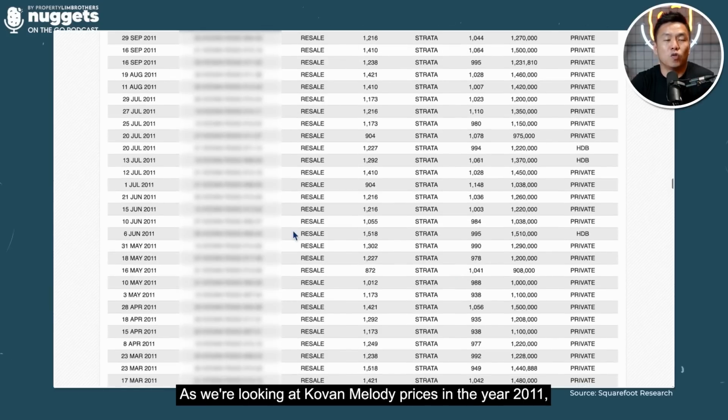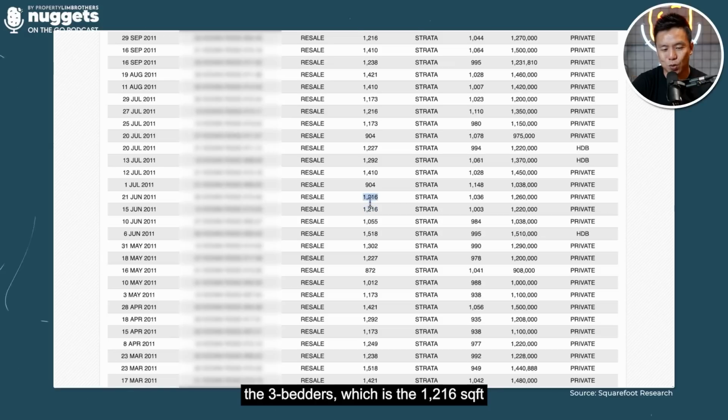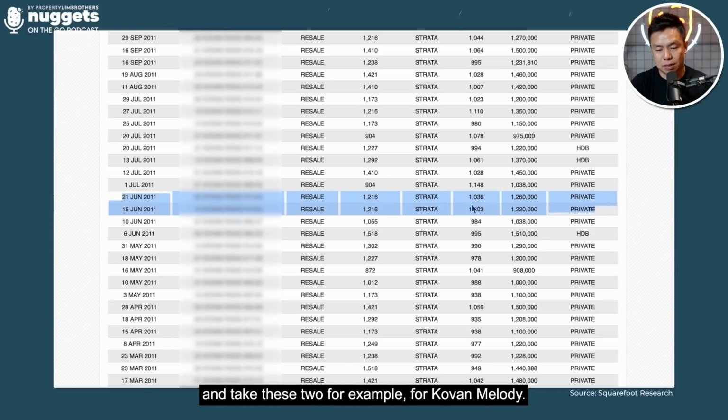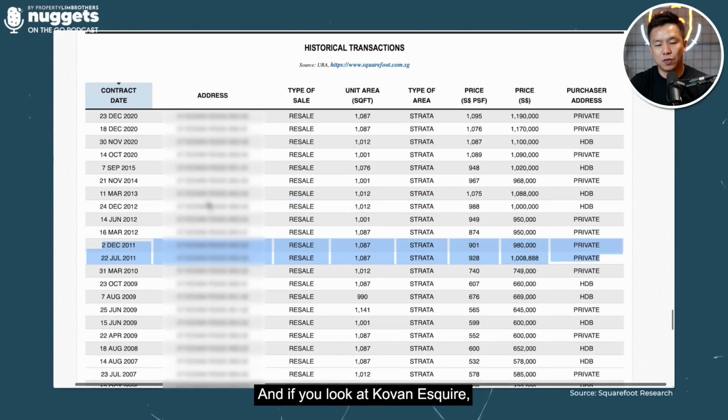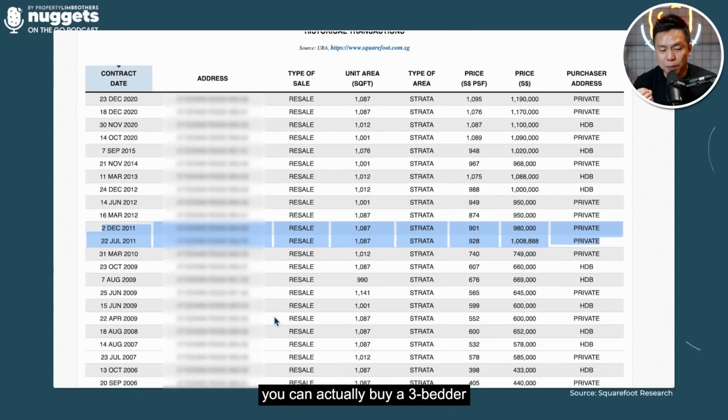As we were looking at Kovan Melody prices in the year 2011, the 3-bedders, which are the 1,216 square feet and of course the 1,302 square feet version, are in the range of about 1.2 million. So let me just highlight these two and take them as examples for Kovan Melody. And if you look at Kovan Esquire, you can actually buy a 3-bedder for $1.008 million.